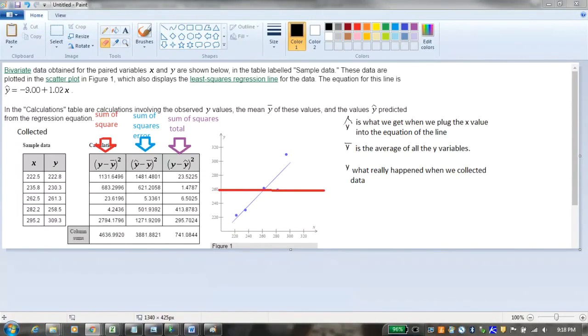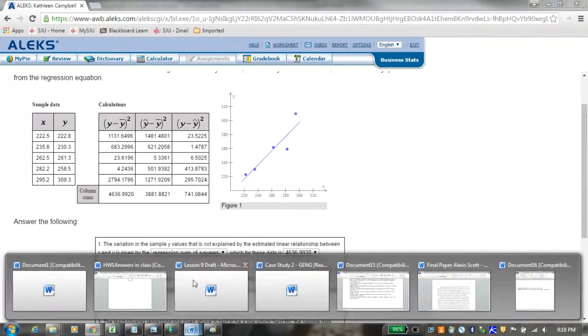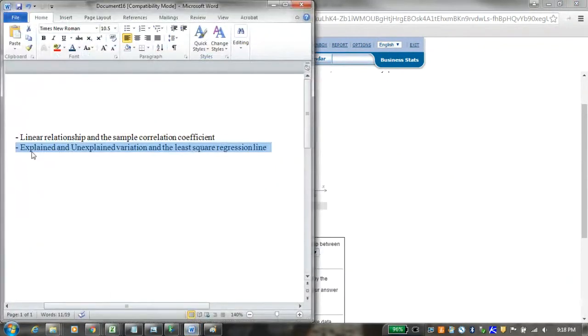It's time to do it. All right, so the section that we're taking a look at is called Explained and Unexplained Variation and the Least Squares Regression Line.